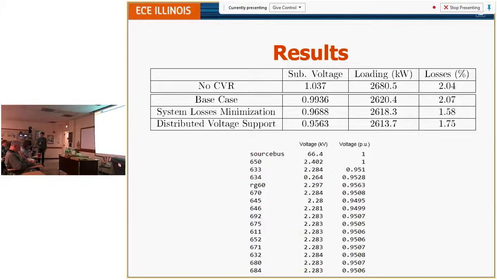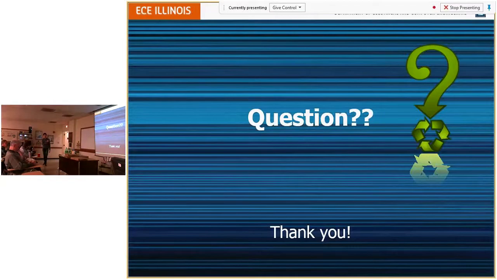And so for the future research direction, because right now it's centralized control, as you can see, I plan to use less communication. Maybe a decentralized and centralized scheme, to save the communication cost. So any questions? Thank you.